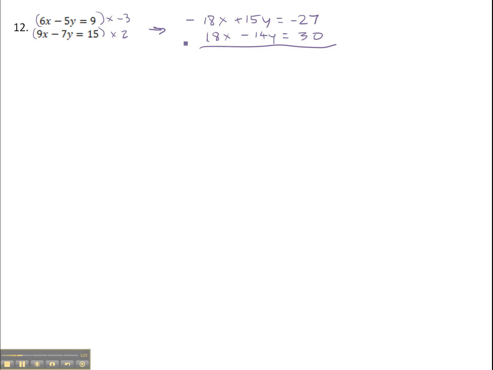Now I can just add up my two equations. My x's disappear. 15y minus 14y just gives me y. Add these up, and 30 minus 27 is 3. So there I've got my first part of my answer.